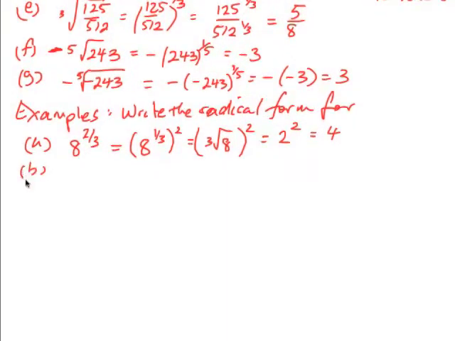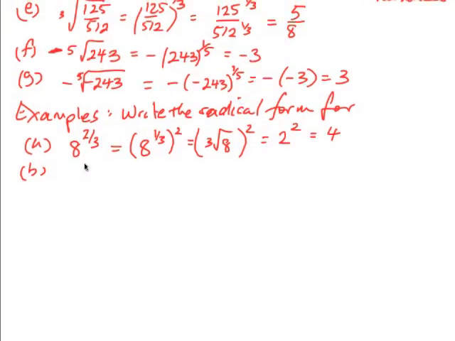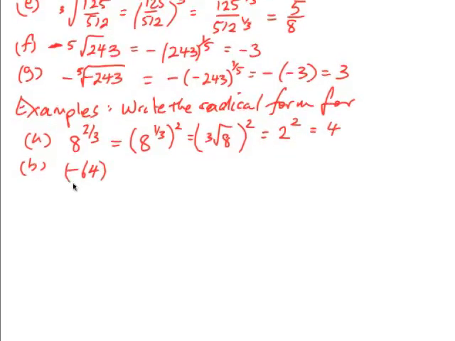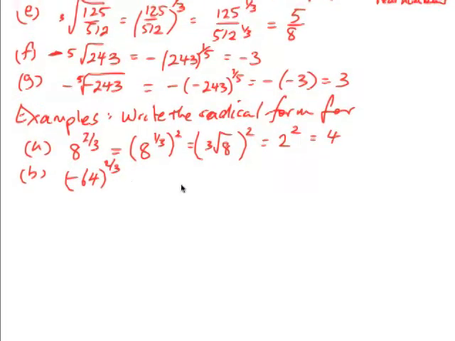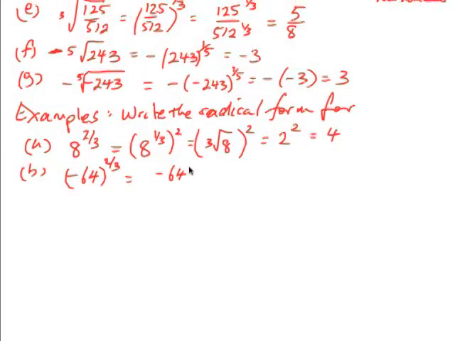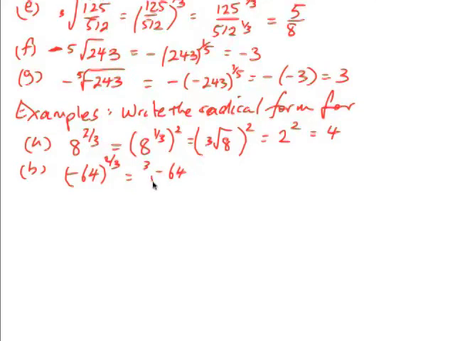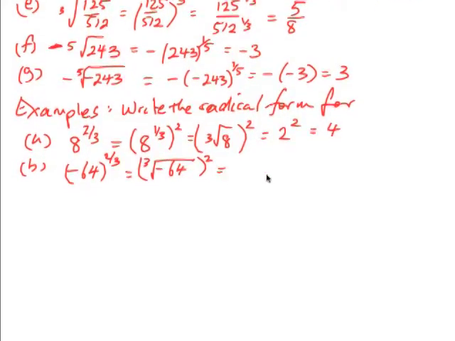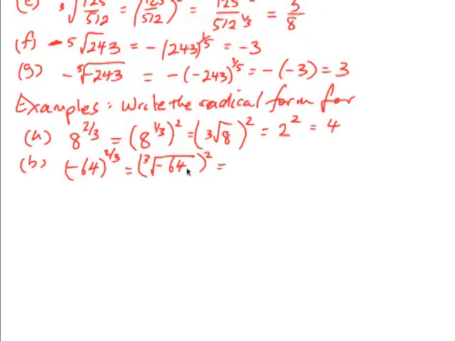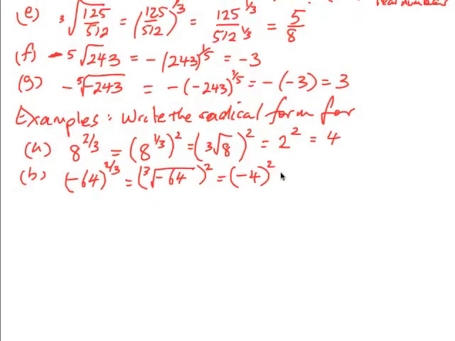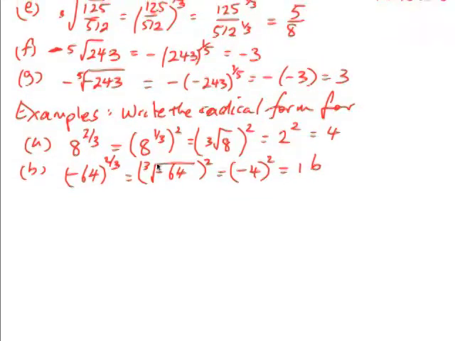Okay. Alright, let's look at the next one. Let's suppose we want negative 64 to the 2/3. Well, this would be negative 64, the cube root of it, squared. So the cube root of negative 64 would be negative 4 squared, which will be 16.